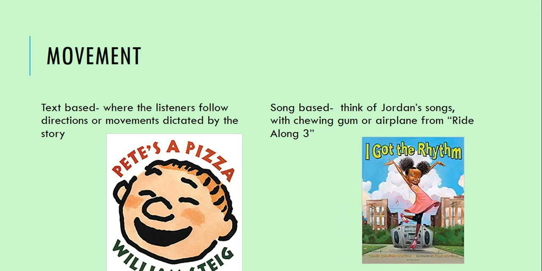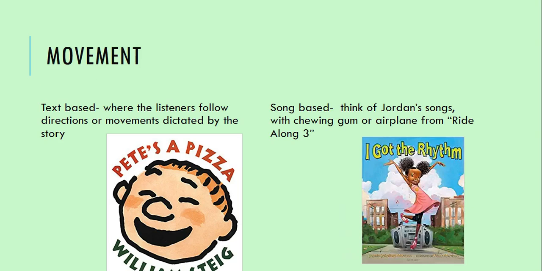And then, of course, other things that are song-based, like Jordan's songs with the chewing gum. I loved that one. Or the airplane song that Jordan did. Another option is I Got the Rhythm, where you are clapping, stomping along with the book, and it spells it out for you so that as the storyteller, you don't have to think as much.